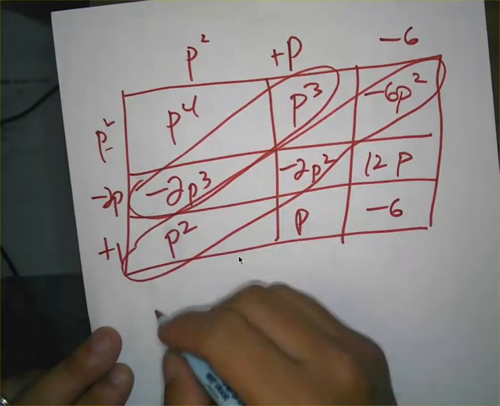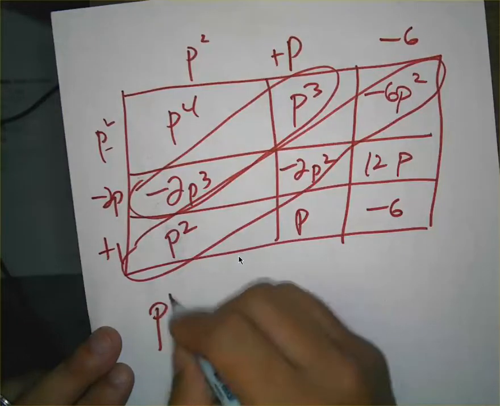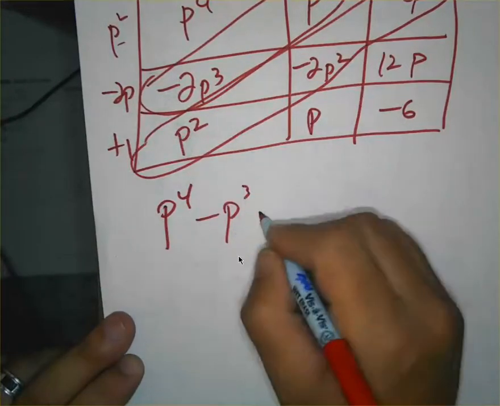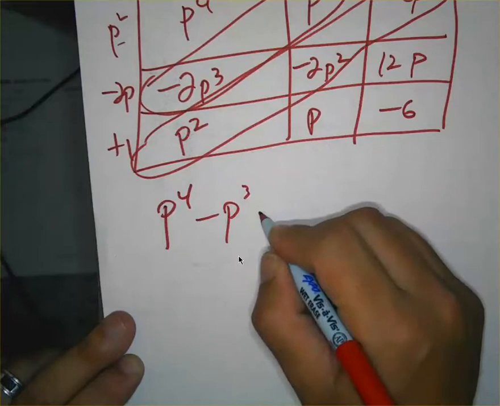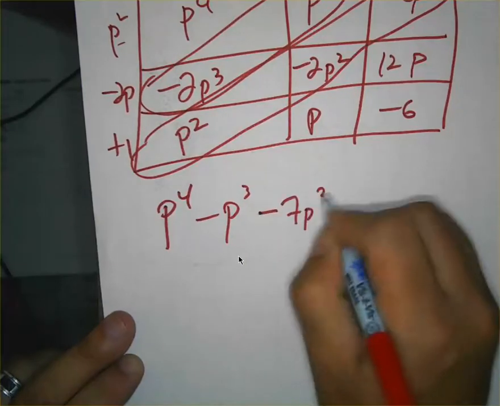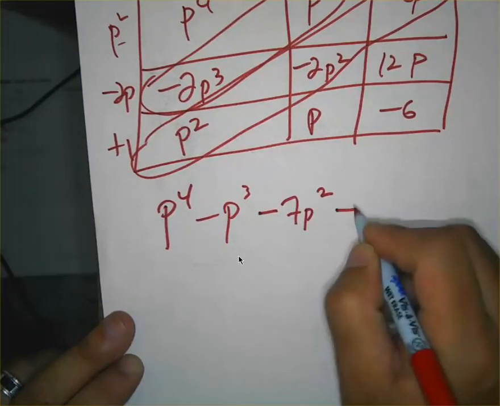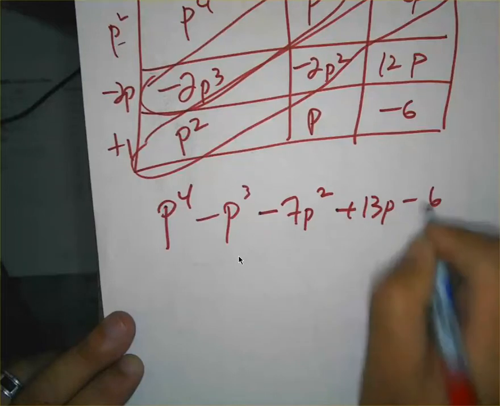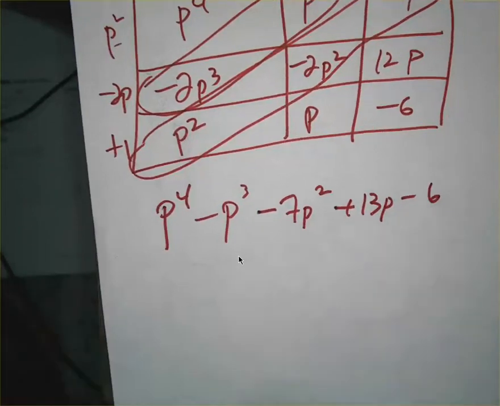So when you finish it out, you combine your like terms, you get p to the fourth minus p cubed minus 7p squared plus 13p minus 6. That's a quartic polynomial. So that's how simple it is.